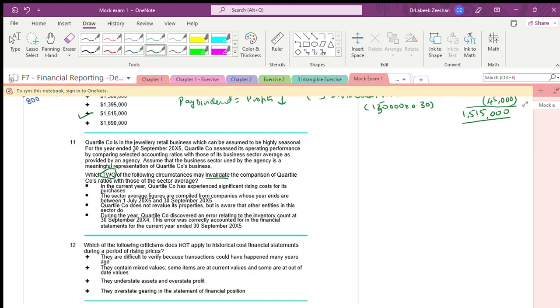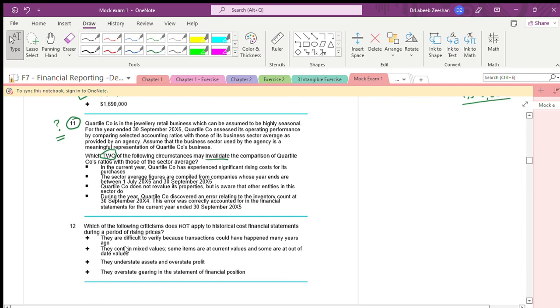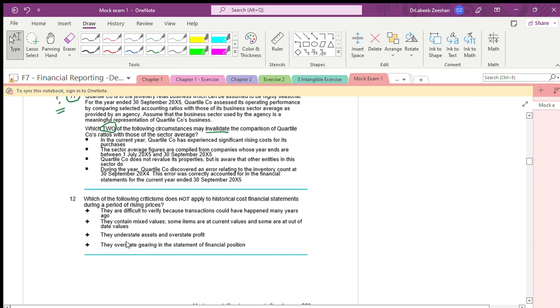In the current year, Quartile has experienced significant. Just you hold it, okay? Just you remind me. Once we have done ratio analysis, we will do this, okay? Without that, we cannot work it out, okay?